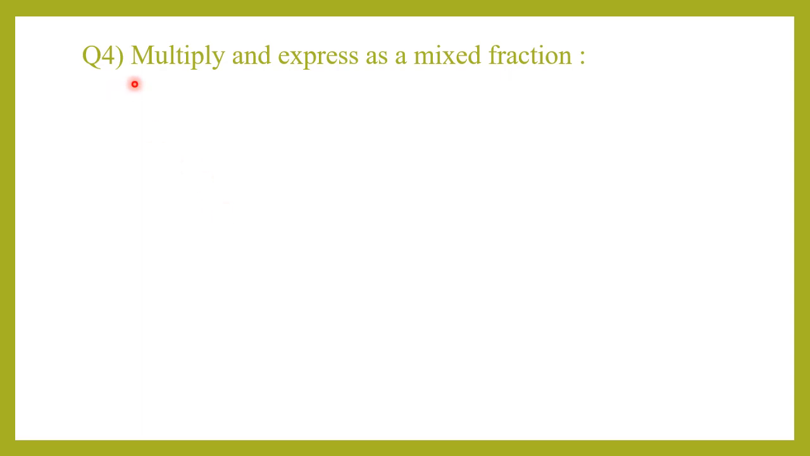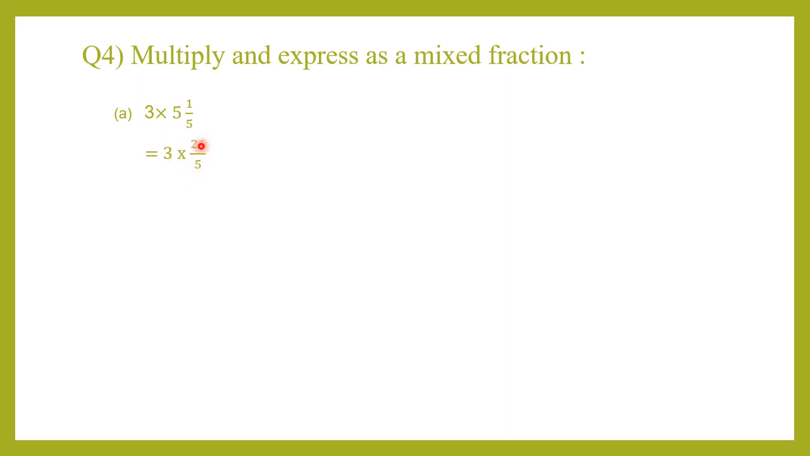Question number 4. Multiply and express as a mixed fraction. So first convert the mixed fraction into an improper fraction, then you have to multiply. After that, again write the answer as a mixed fraction. First one, 3 multiplied by 5 1 by 5. Here 5 1 by 5 is a mixed fraction. First you have to convert to an improper fraction. So 5 multiplied by 5 is 25, 25 plus 1 is 26. So 3 multiplied by 26 upon 5.